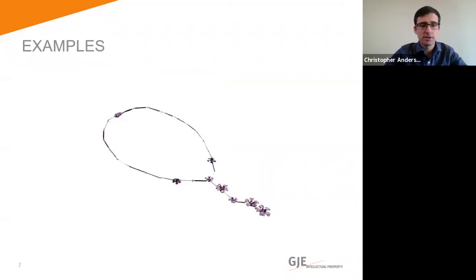Another example, this one fairly self-explanatory. This is a necklace. Again, this is something you can see, and they clearly thought about the way this looks, and so this is suitable for design protection.